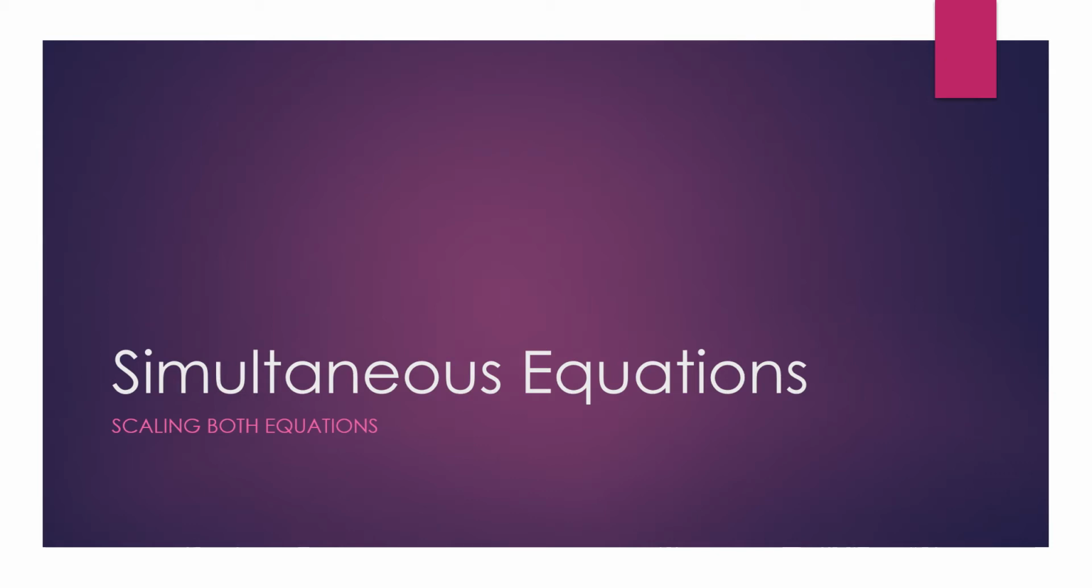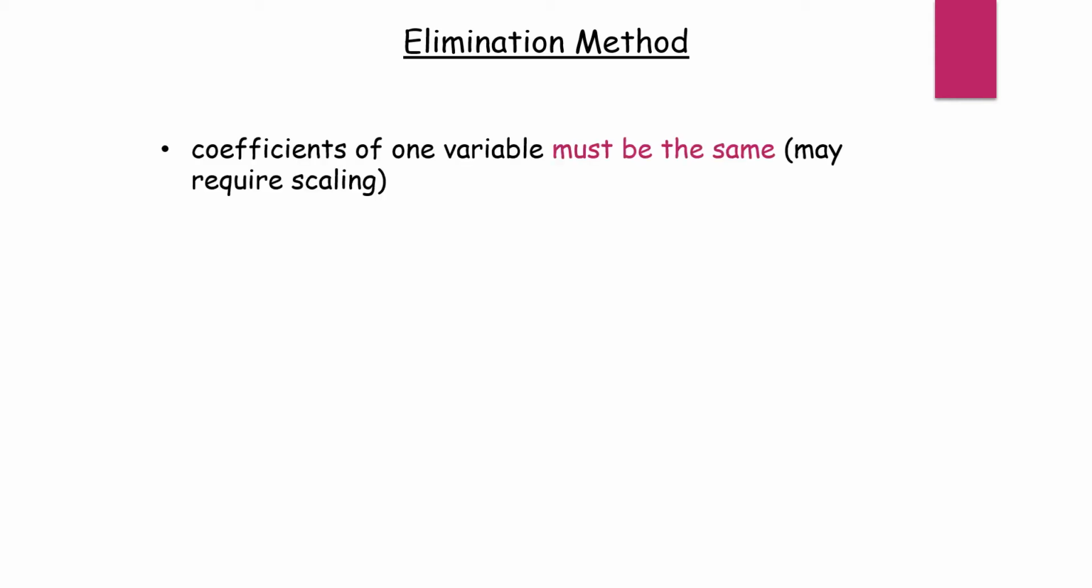In this video, we're going to look at solving simultaneous equations when we have to scale both equations. So we're still going to use the elimination method to solve our equations. So remember, the coefficients of one of our variables has to be the same. And in these examples, both of our equations are going to require scaling before we can eliminate one of the variables and solve.